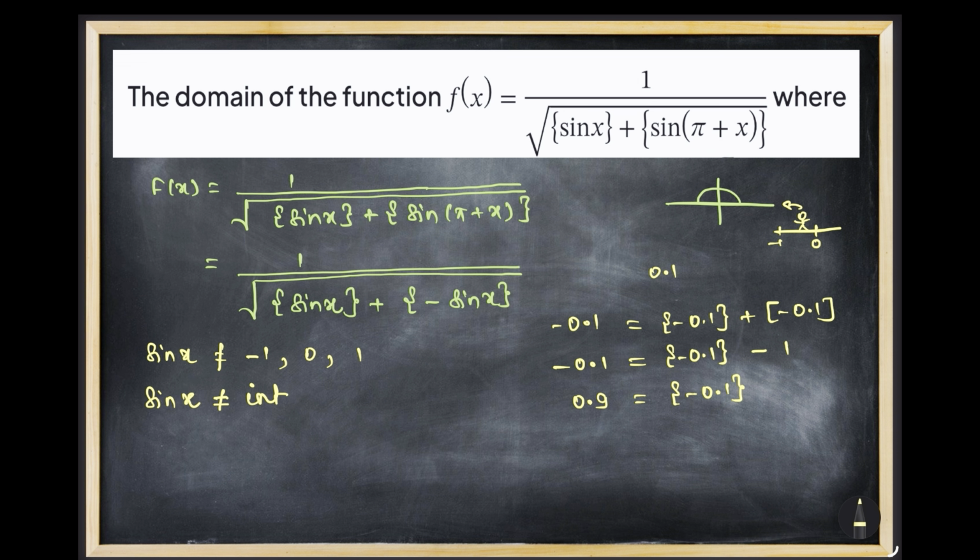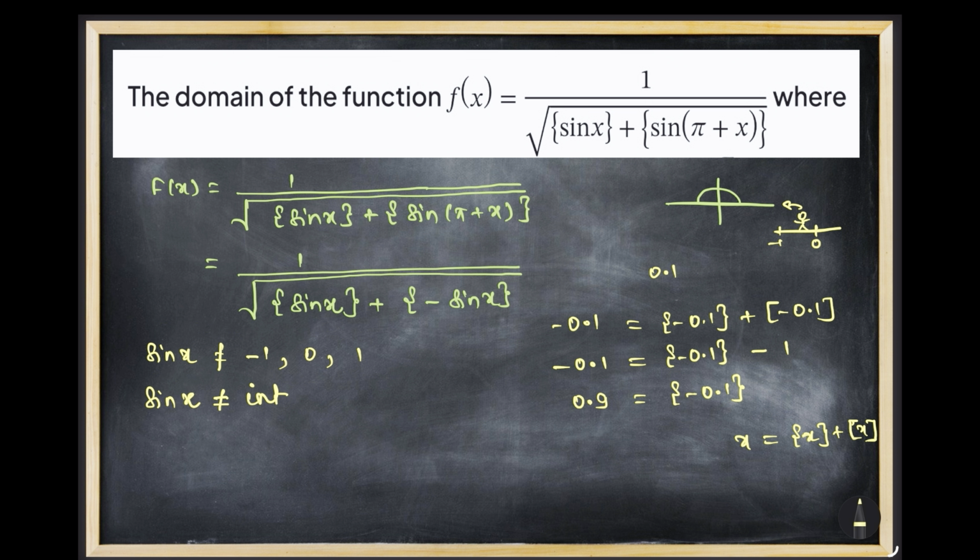Why I wrote this? Because we know the relationship between the number, the fractional part and the greatest integer is this. Here I have assumed x as minus 0.1, so you will get 0.9 here and 0.1 here. So both things will become 1, which is okay. In the denominator you can afford to have 1, but you got the idea that you cannot afford to have sine produce an integer.